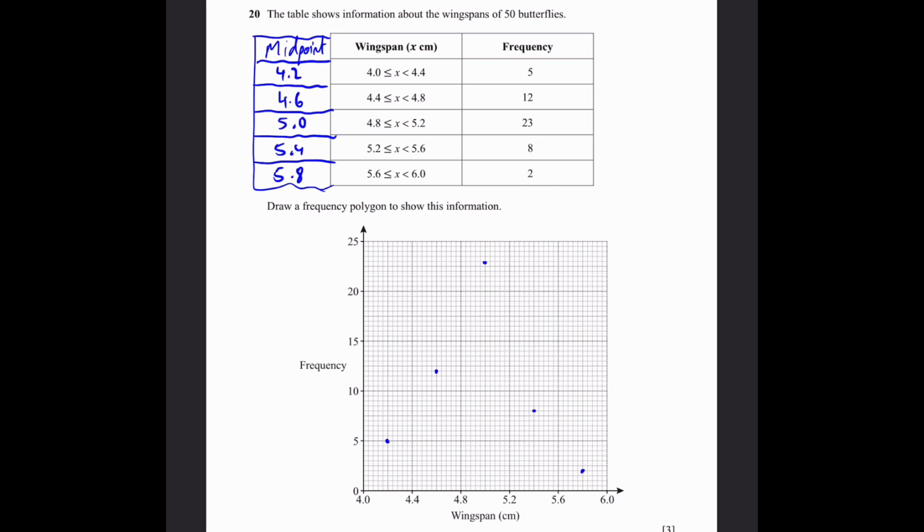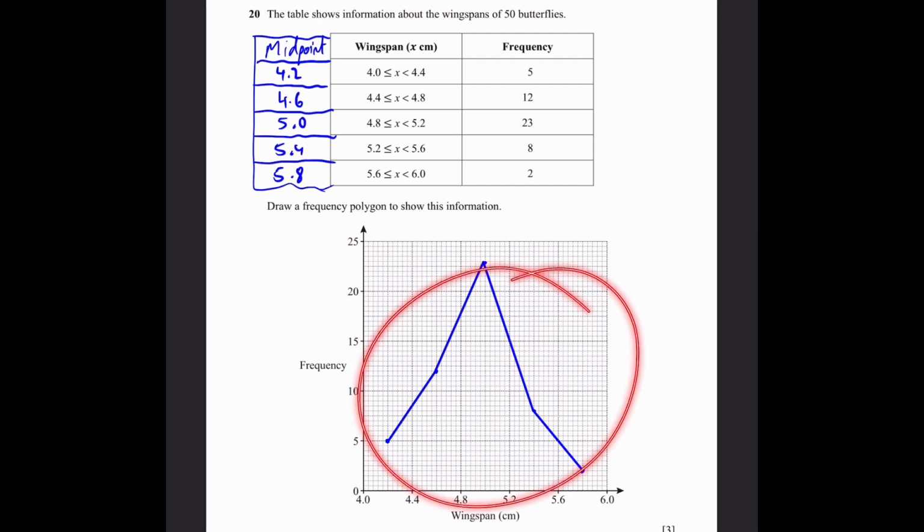Now we just connect the dots, just like this, using straight lines to form the frequency polygon. This is the correct answer. Let's go to question 21.